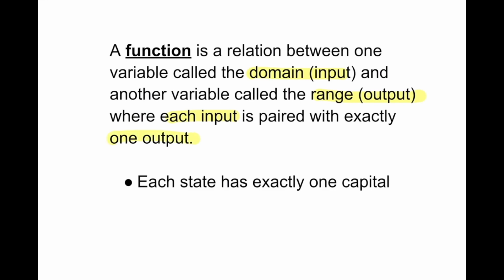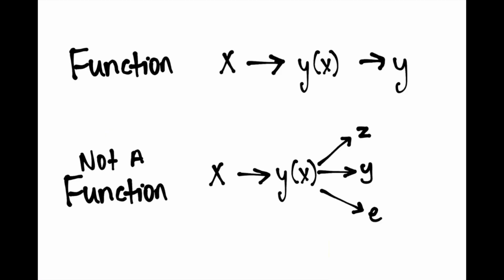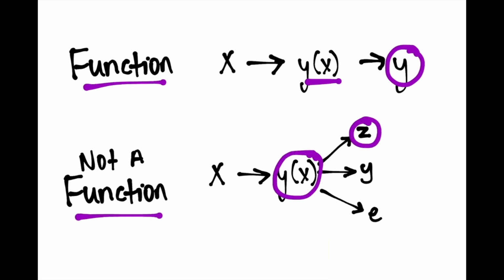An example of a function in real life is that each state has exactly one capital. You don't have a state that has two capitals. That would not be a function. In math, a function looks a little bit different, but the premise is the same. Again, the definition is that each input has exactly one output. So in our example of a function using symbols, each input has exactly one output. When we don't have a function, we have an input, but that input has multiple outputs.